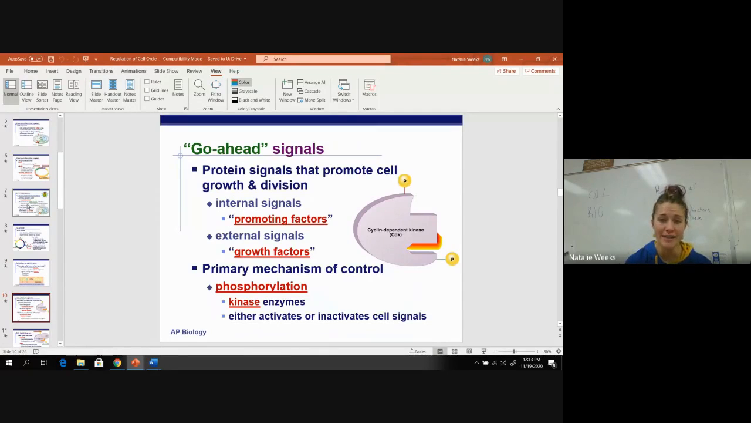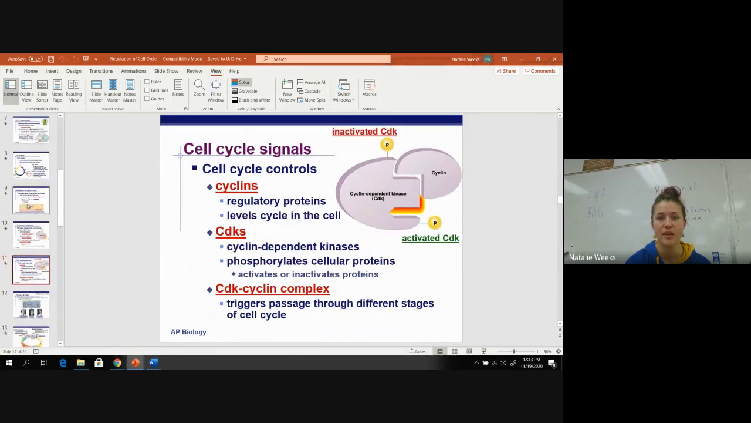If they get a go-ahead signal, what will happen internally is they will send out promoting factors that will then tell that cell to start dividing. And it goes through a whole phosphorylation cascade. So that's why we talked about cell signaling first. These kinase enzymes will either activate or inactivate cell signals. With these cell signals, they are something called a cyclin kinase.